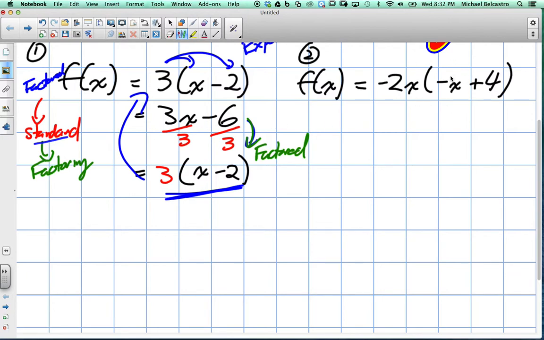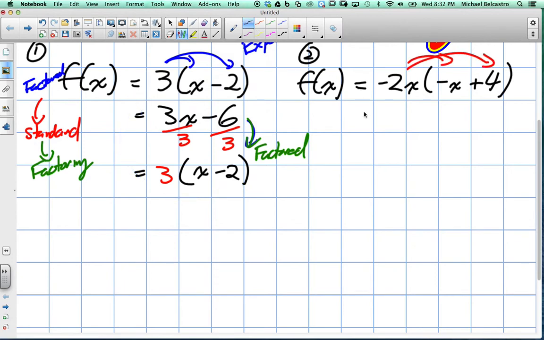So, same idea. Let's distribute quickly. I'm going to distribute this number into both of these. This is our second question. Negative 2x times negative x will be positive 2x squared, and negative 2x times 4 gives us negative 8x.